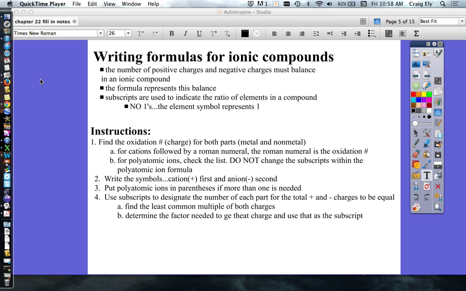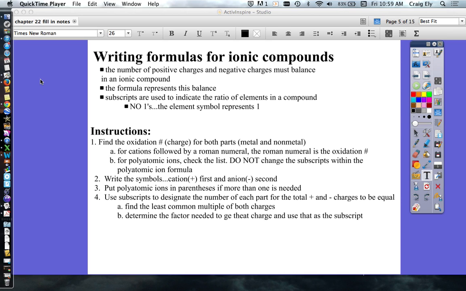So let's talk about how this works. The first thing we have to do is, when we look at the name of a compound, come up with our oxidation number, or charges, for both parts, for the metal and the nonmetal. Remember, the metal is going to give us a positive charge, or cation, and the nonmetal is going to give us a negative charge, or the anion. Now, if you have a transition metal that is part of the compound, the name of the metal is going to be followed by a Roman numeral, and that Roman numeral is the oxidation number. We'll see how that works in just a few minutes.